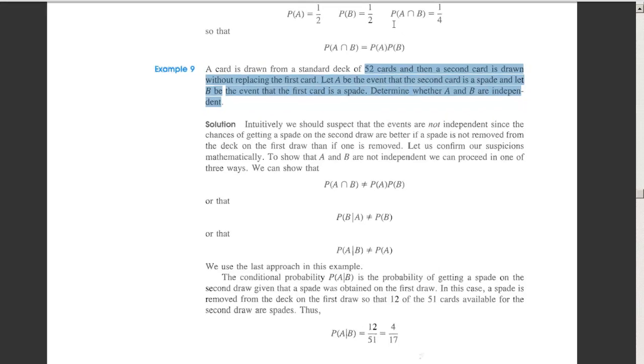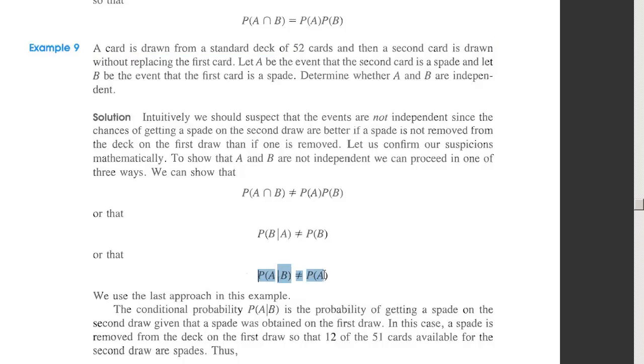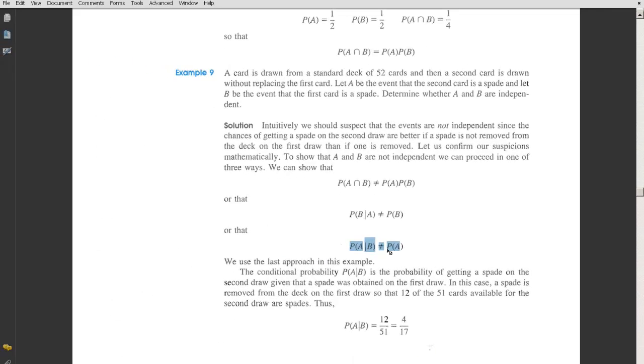To show that A and B are not independent, we can proceed in one of two ways. We can either do it this way, show that this is not equal to that. That would mean they're not independent. Or we can show that this is not equal to that. That's the same thing, remember. Or this one is also the same thing. So we're going to do it this way. So remember that you can show any one of these things to show that they're independent, or show that any one of these would be equal, would show that they're dependent.